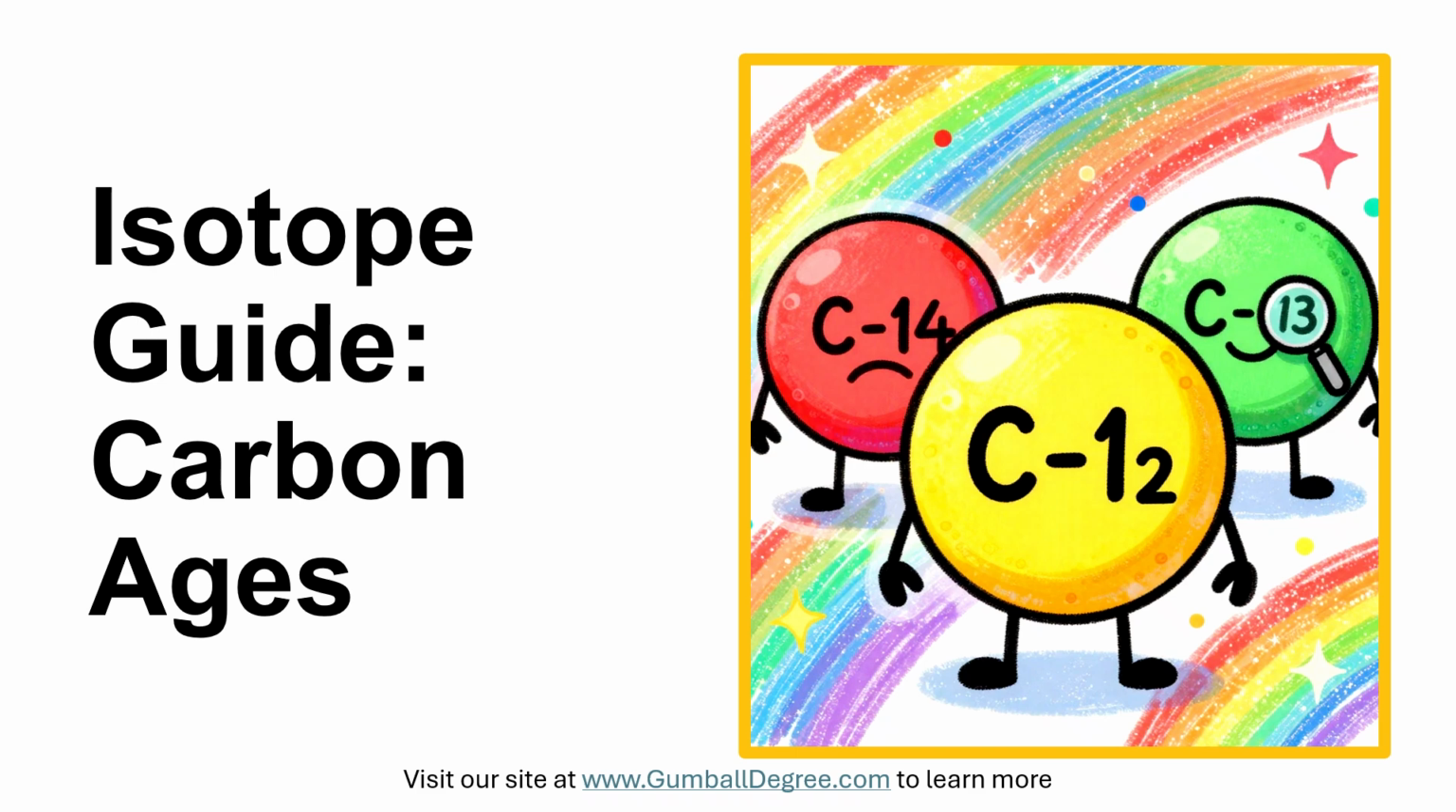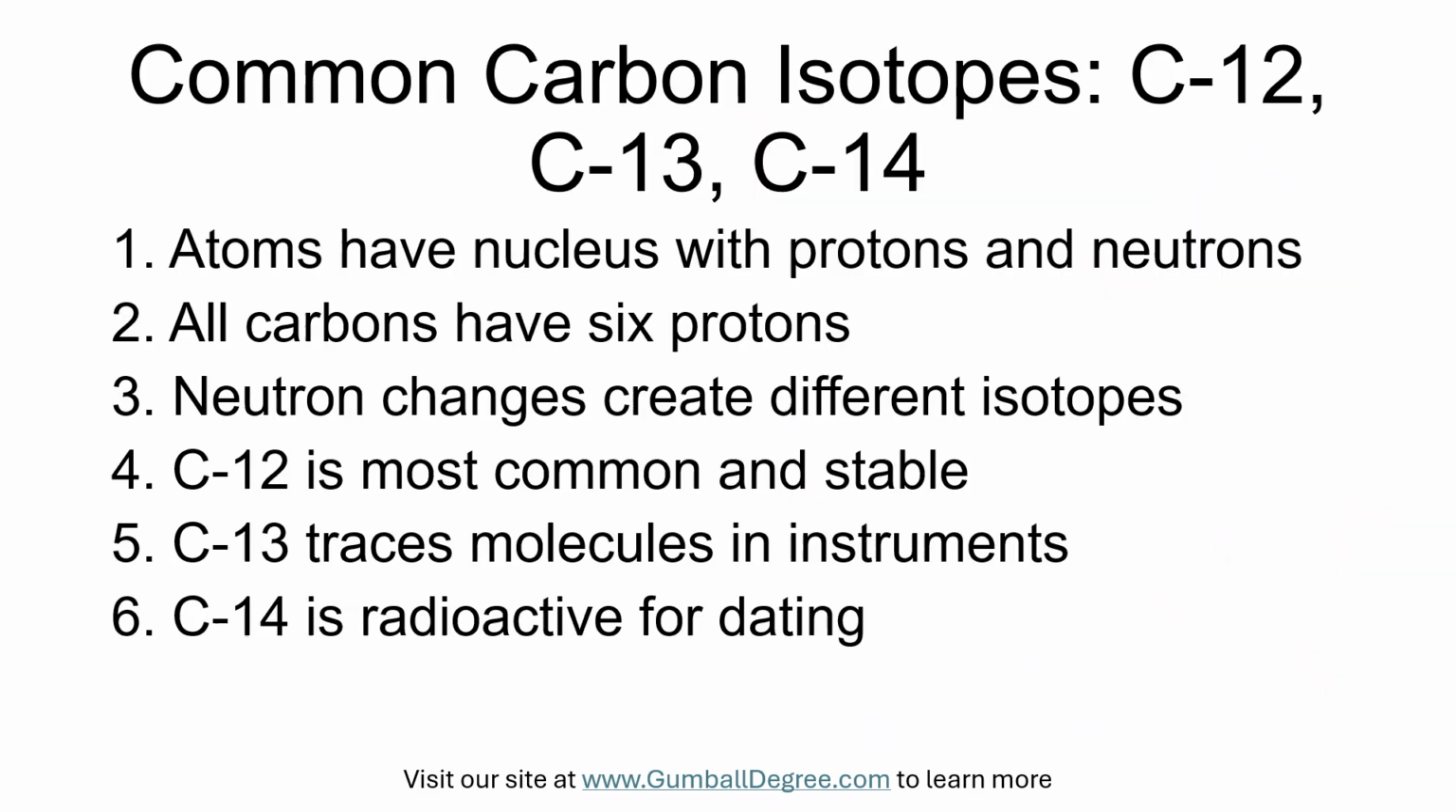Carbon has 3 common isotopes used in organic chemistry: carbon-12 with 6 neutrons, carbon-13 with 7 neutrons, and carbon-14 with 8 neutrons. Think of an atom like a small ball with a center called the nucleus that contains protons and neutrons. All carbons have 6 protons, but the number of neutrons can change, and that change gives us different isotopes.